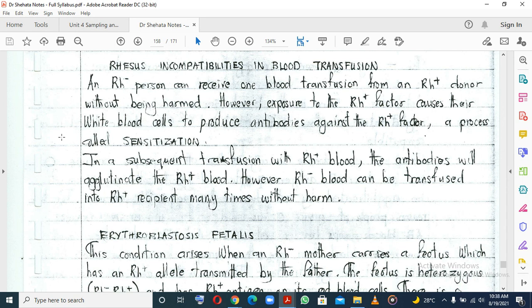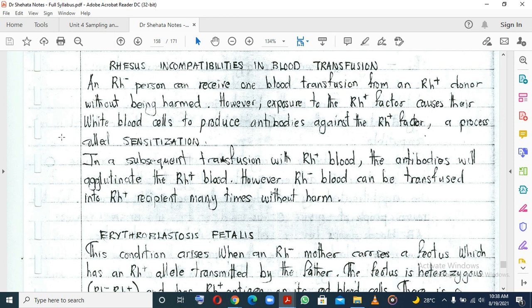When someone is rhesus negative and they receive blood from a rhesus positive donor, the first time they are not going to be harmed, but their white blood cells are going to produce antibodies against the rhesus positive factor, because they've just been exposed to it for the first time. The body is like, wait, this is a foreign body, we are not used to this. So they will produce antibodies, and this process is called sensitization.